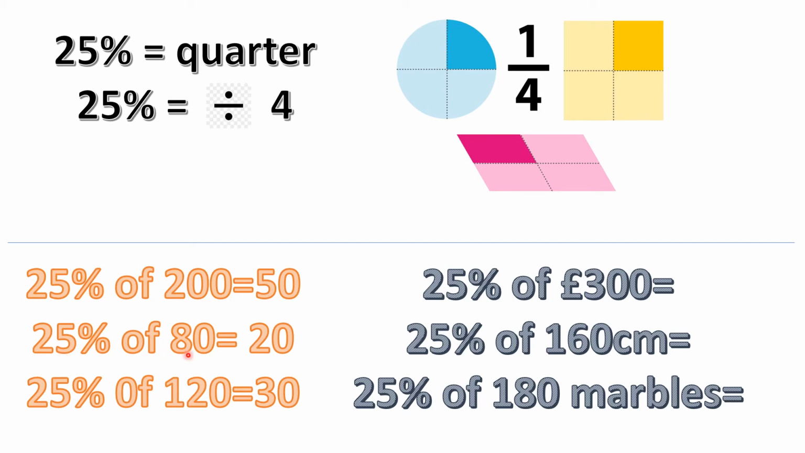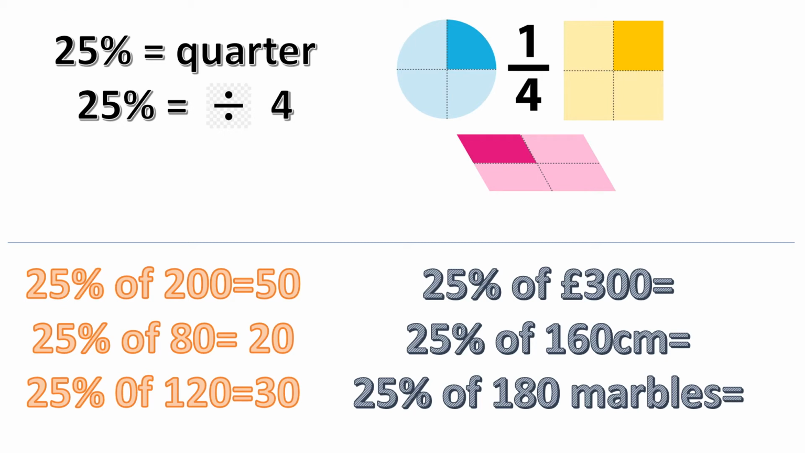25% of 80. Well, let's halve 80. Half of 80 is 40 and then half of 40 is 20. So the answer is 20. 25% of 120. Half of 120 is 60 and half of 60 is 30. So a very easy method to divide by 4 is halve it and then halve it again. I'd like you to pause the video and have a go at these examples. Okay, so you can pause the video now and have a go.